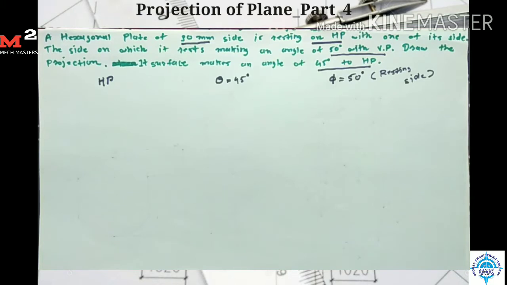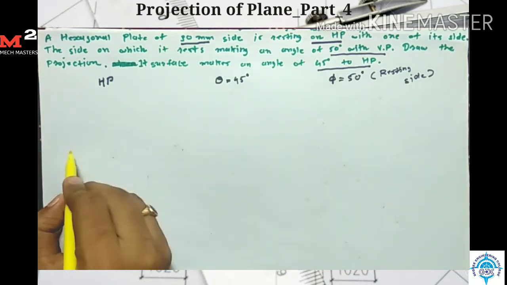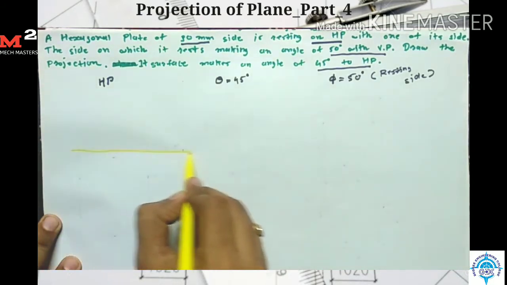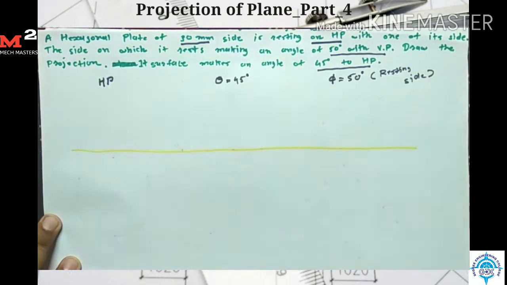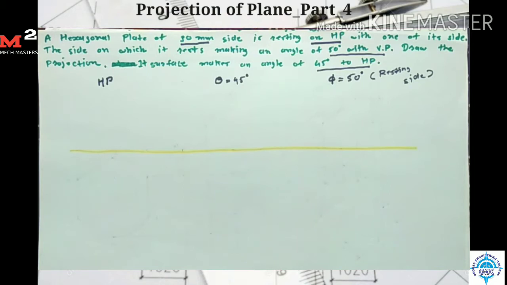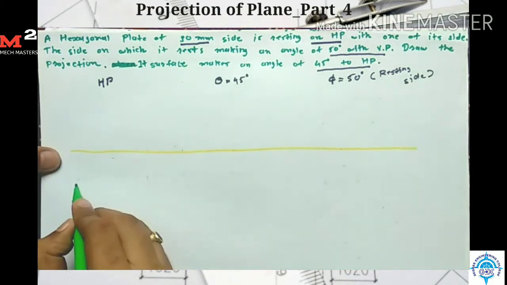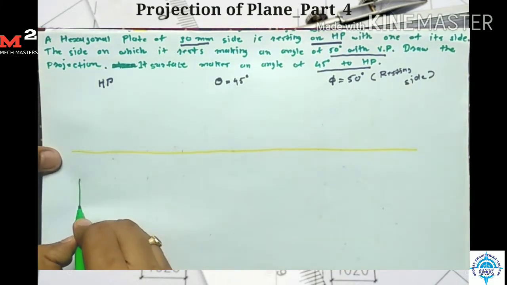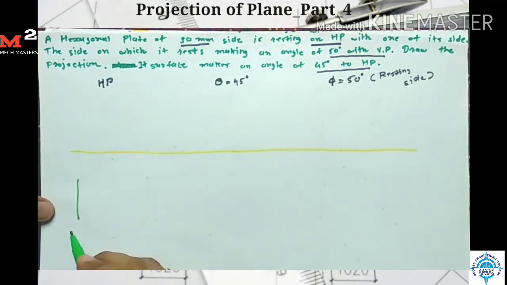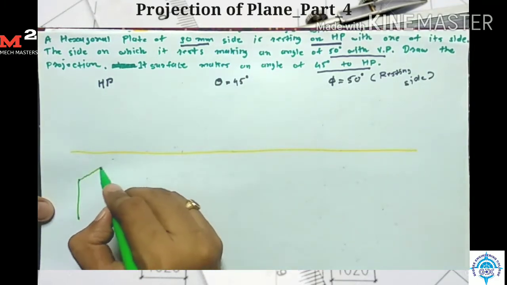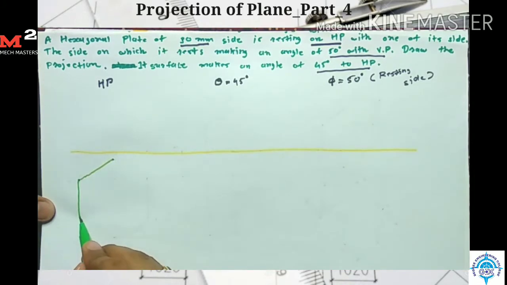Okay, so first I draw one reference line here. Now plane is resting on HP. Okay, so we draw the hexagon on HP and it is resting on side. So we draw the side on left hand side. Okay, so here I draw the one side of hexagon. Okay, hexagon of 30 mm side. So I draw one line of 30 mm side. Okay, I explained the method of drawing hexagon in last lecture.